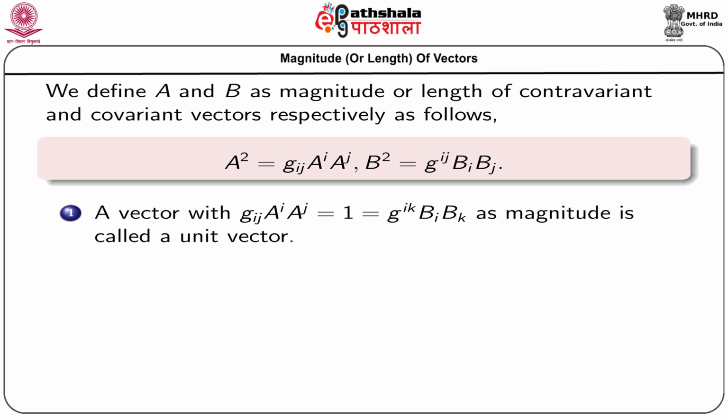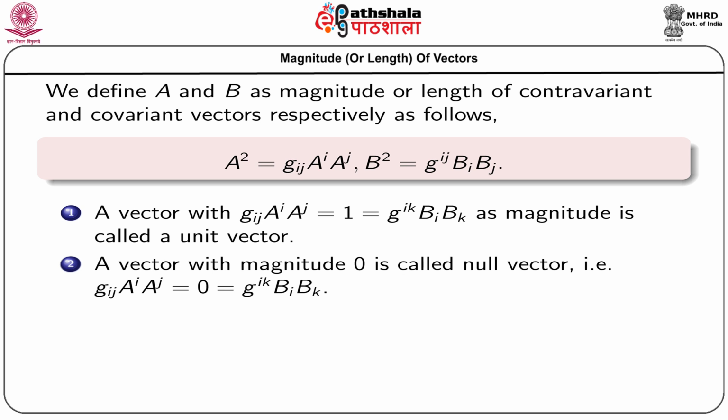Now, if Gij Ai Aj is equal to 1, or G upper ik Bi Bk is also equal to 1, then the vectors A and B are called unit vectors. So, if Gij Ai Aj equals 1, then the contravariant vector A is a unit vector, and if G upper ik Bi Bk equals 1 holds, then B, the covariant vector, is a unit vector.